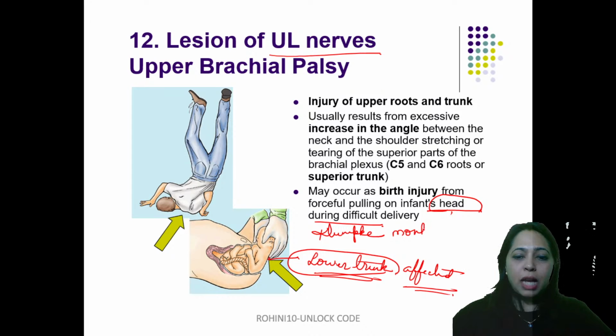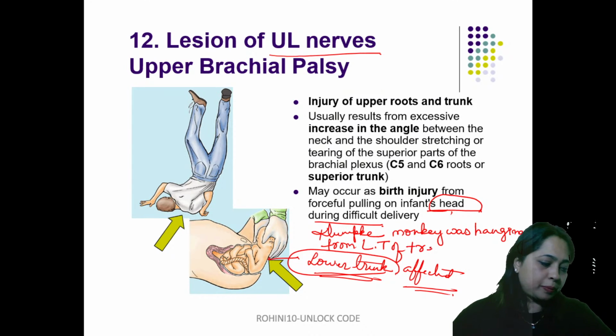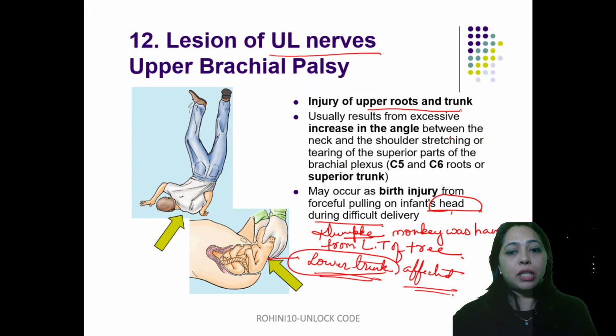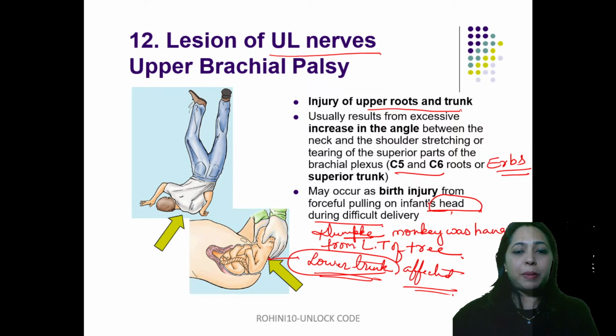This stanza you can remember. Klumpke monkey was hanging from lower trunk of tree. If you remember this, what is Klumpke? Klumpke is palsy, and hanging from lower trunk of tree. So that is the lower trunk affected. So there is lesion of ulnar nerve, upper brachial palsy, injury of upper roots and trunks is usually the Erb's palsy. Okay, upper one is Erb's palsy. Then lower one is Klumpke's palsy.